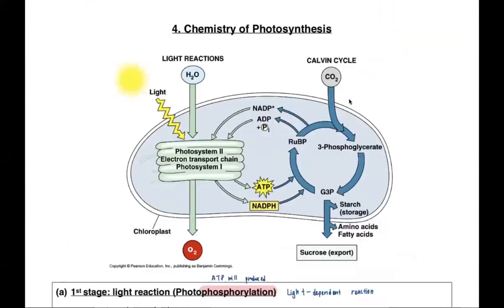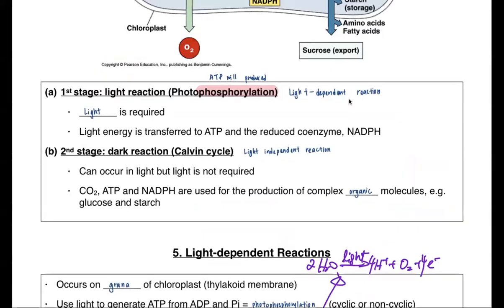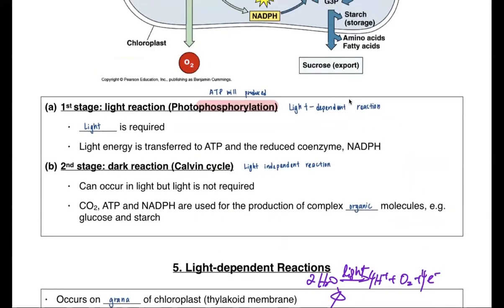So let's start from here. For the whole process of photosynthesis, it can actually be separated into two stages. First is what we call the light reaction. As the term implies, it requires the presence of sunlight for it to occur. And there's a second stage, which is the dark reaction, which can occur in the absence of light. That's why the dark reaction is also called the light independent reaction.